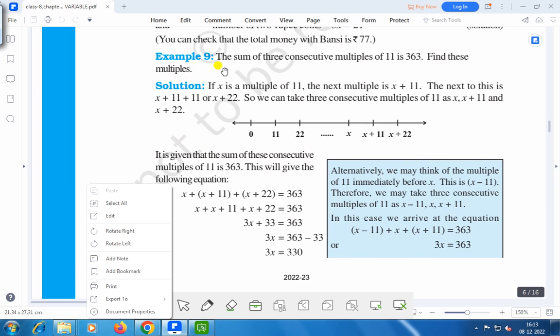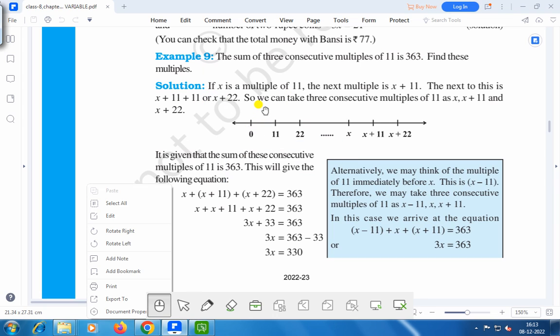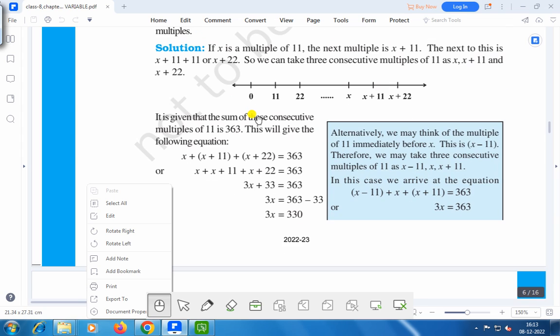Now example 9. The sum of 3 consecutive multiples of 11 is 363. Find these multiples. If x is a multiple of 11, the next multiple is x plus 11. The next to this is x plus 11 plus 11, that is x plus 22. So you can take 3 consecutive multiples of 11 as x, x plus 11 and x plus 22. Right? It is given that the sum of these consecutive multiples of 11 is 363.